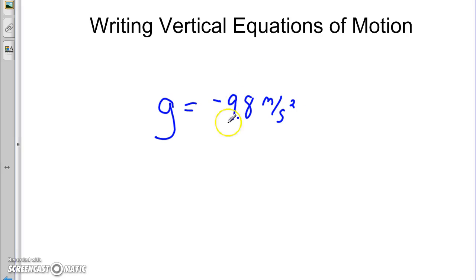On a larger planet like Jupiter, the acceleration due to gravity is actually 26.0 meters per second squared, a lot higher. And on Pluto, it's like 0.6 maybe, off the top of my head, I don't know. But the point is, larger objects have more gravity, smaller objects have less, and so the acceleration due to gravity is going to change.